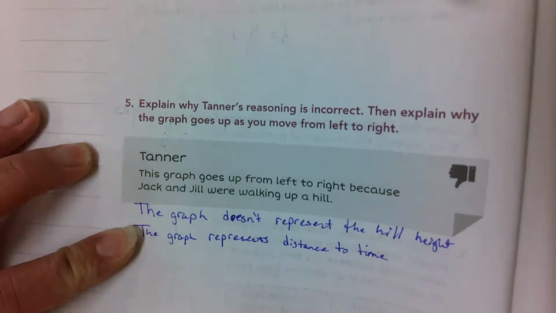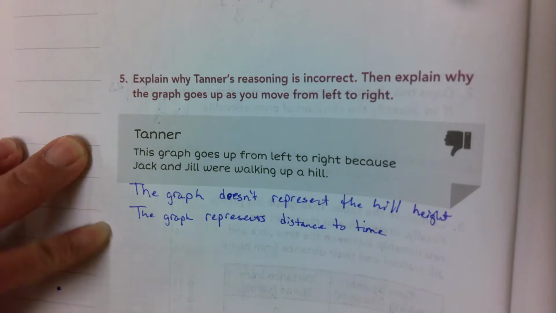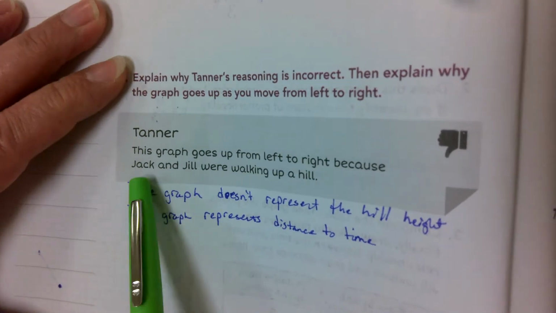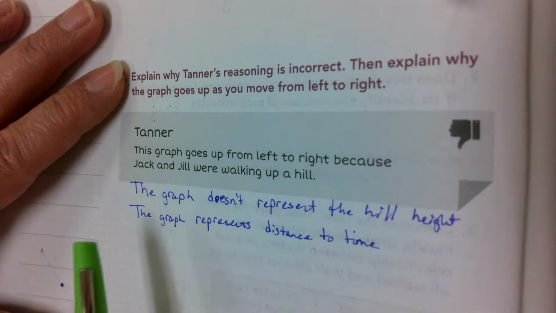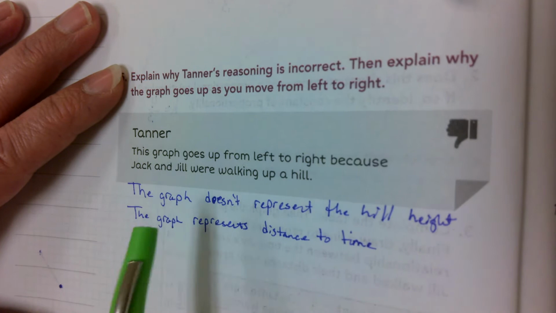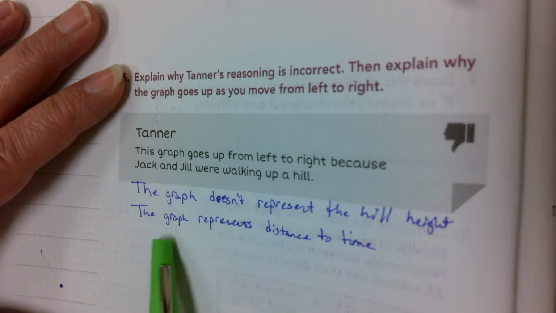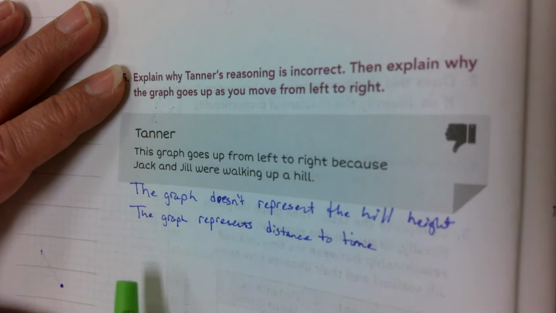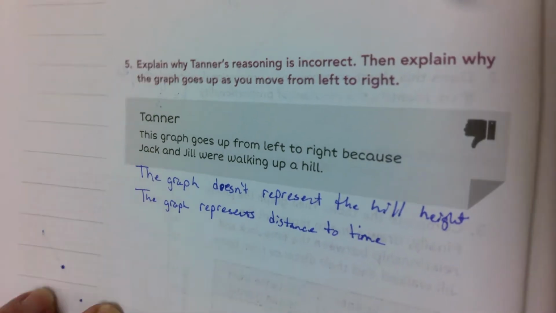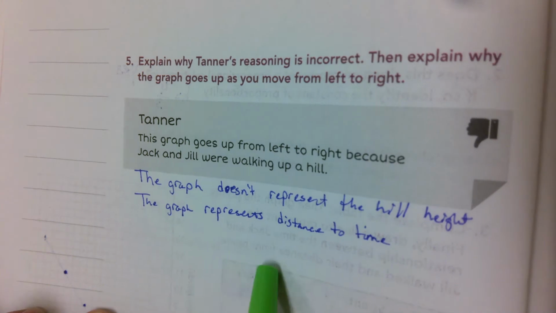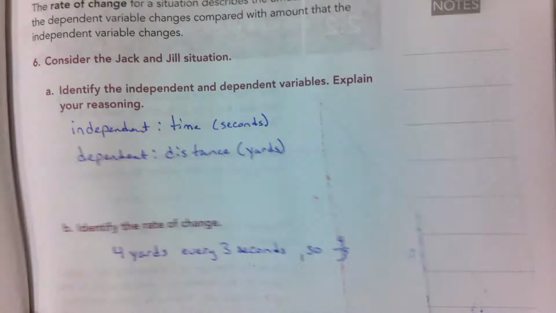All right, number 5. Explain why Tanner's reasoning is incorrect, then explain why the graph goes up as you move from left to right. Tanner says this graph goes up from left to right because Jack and Jill were walking up a hill. The graph is not representing the hill height or anything to do with going uphill. The graph represents distance to time. As we move up in distance, we move up in time too, right? The longer we go, the further away from home we get, toward the bus.